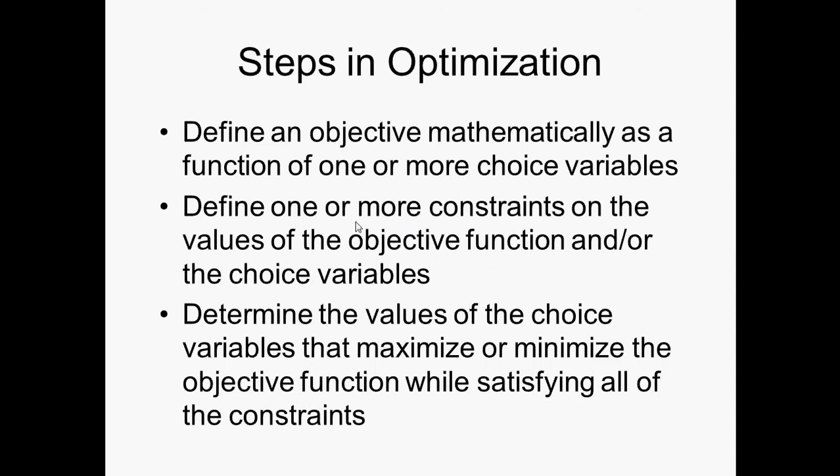Okay, now we've looked at a particular case of optimization. Now let's think about it more generally. You can think of optimization as several steps. First, you define an objective function mathematically as a function of one or more choice variables. Choice variables are things that you have under your control. The objective function is what you want to get. And so you define how what you want to get is related to the choice variables that are under your control. Obviously, this isn't that easy to do.